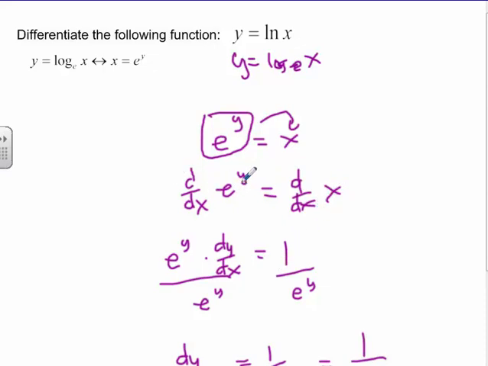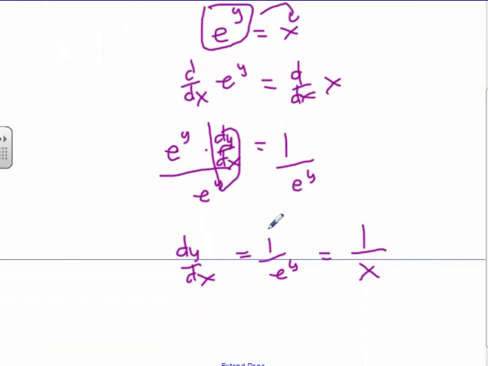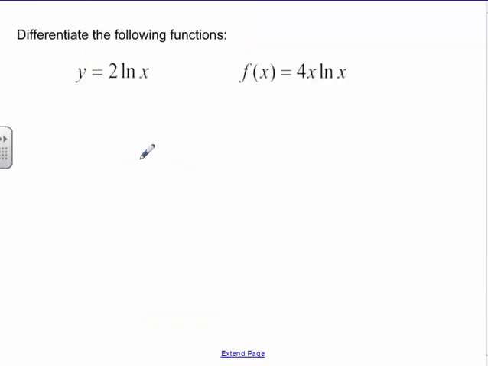When you derive e to the y, it remains e to the y because we know now that the derivative of e stays itself. But because this was a y up here, not an x, I needed an extra dy over dx right here, which I then isolated by dividing out my e to the y and getting my derivative, my y prime, being equal to 1 over e to the y. But look back up here, e to the y is equal to x, so the derivative of the natural logarithm of x is 1 over x. That's our derivative. So now there's a new rule we can use to try to solve more derivatives.